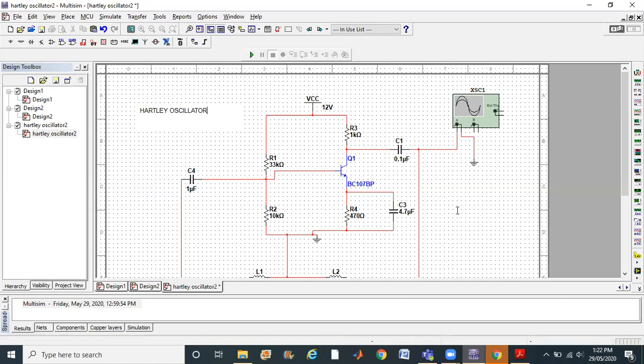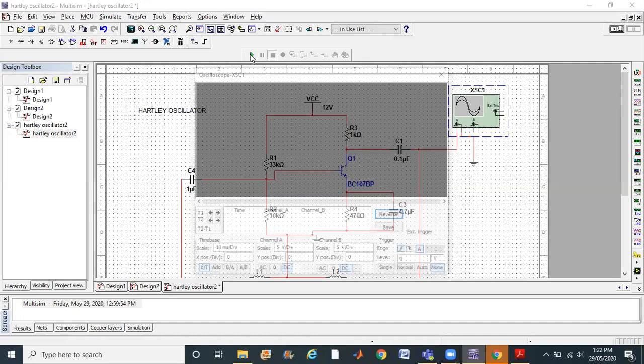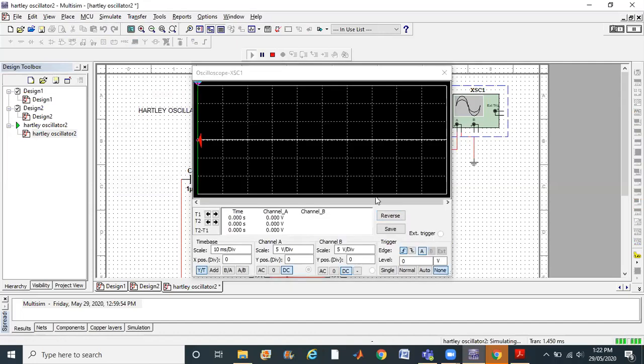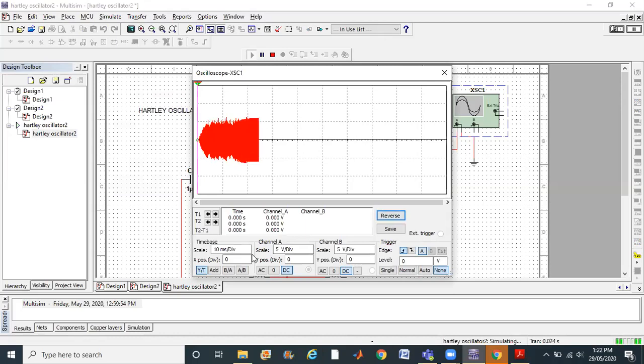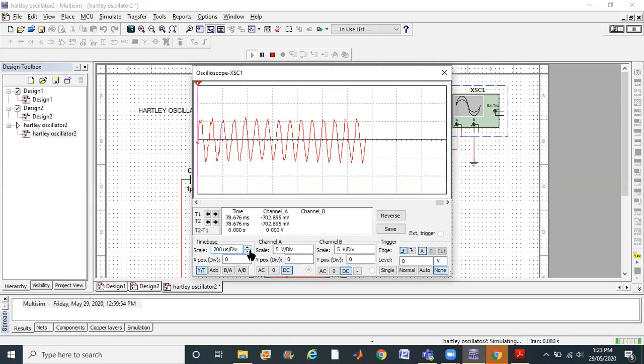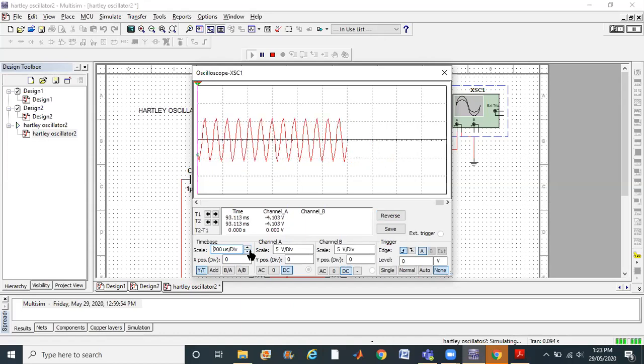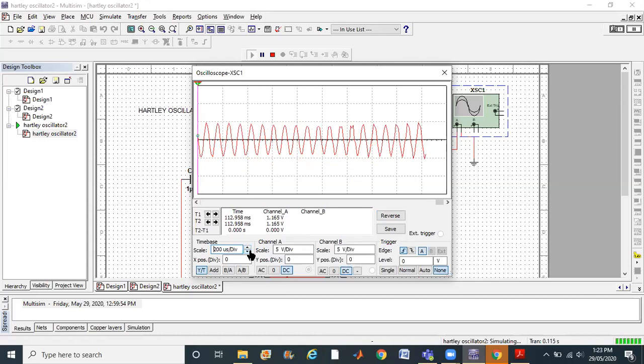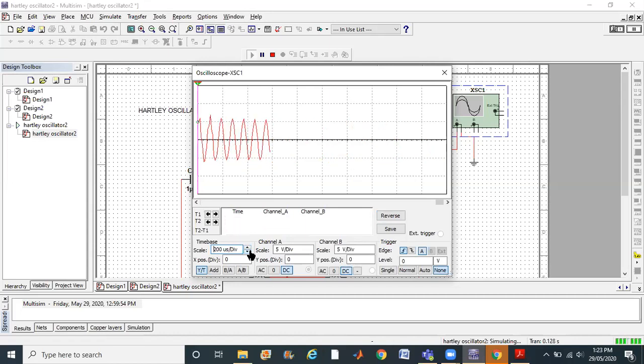Let's check whether sustained oscillation is obtained in this circuit. Double click on this. Now click on run. Okay, some signal we are able to see here. Now I change the scale. Yes, we're getting it. Can you observe these oscillations? Okay. This is how the execution takes place in the Multisim software.